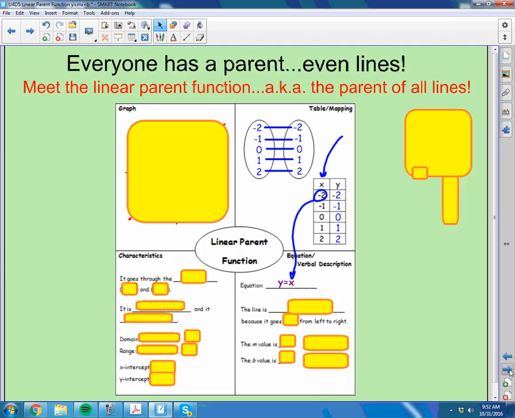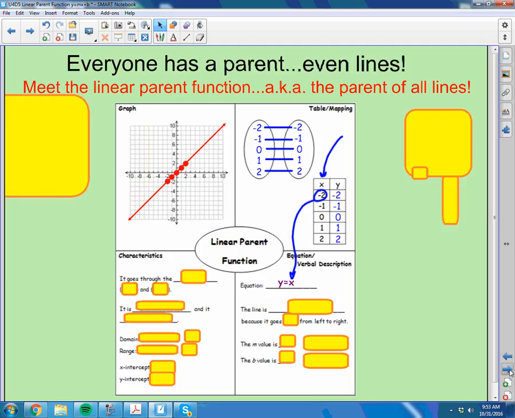Now, what do you think it looks like on a graph? If you think about those ordered pairs on a graph, what do you think it looks like, Tristan? Up 1 over 1 from where? The origin. Very good. It's exactly what it looks like. It is a perfect 45-degree diagonal line through the origin. That is the linear parent.